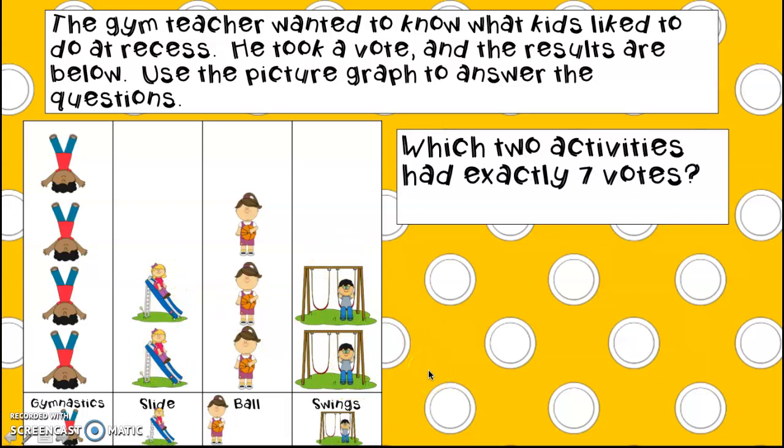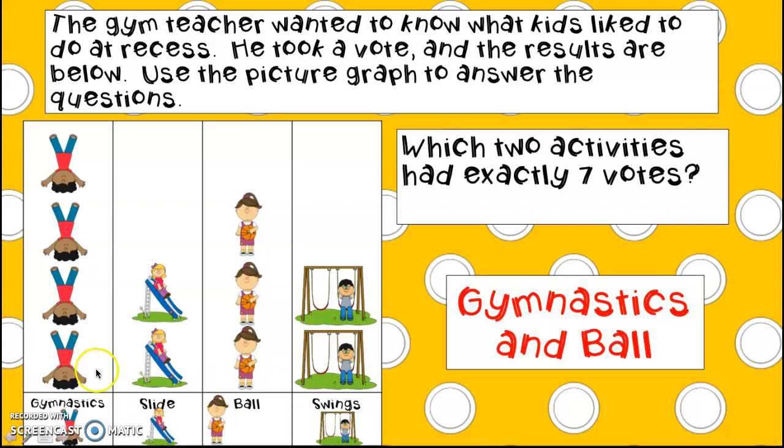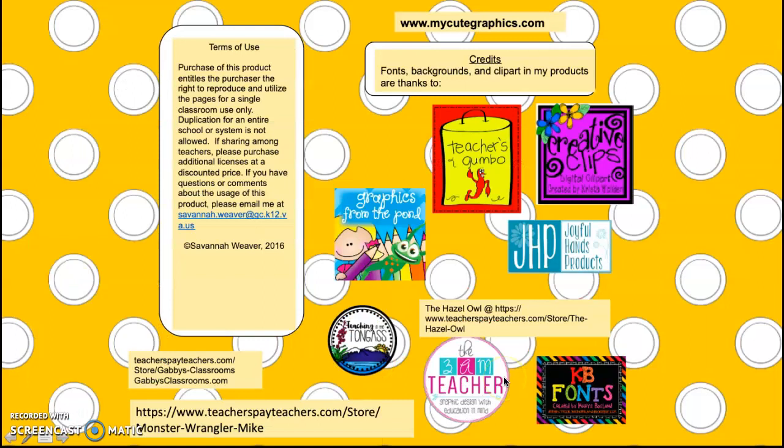Which 2 activities had exactly 7 votes? So remember to add them up. Pause the video and see which 2 add together to make 7. Ready for the answer? The answer is gymnastics and ball, because there are 4 and 3.